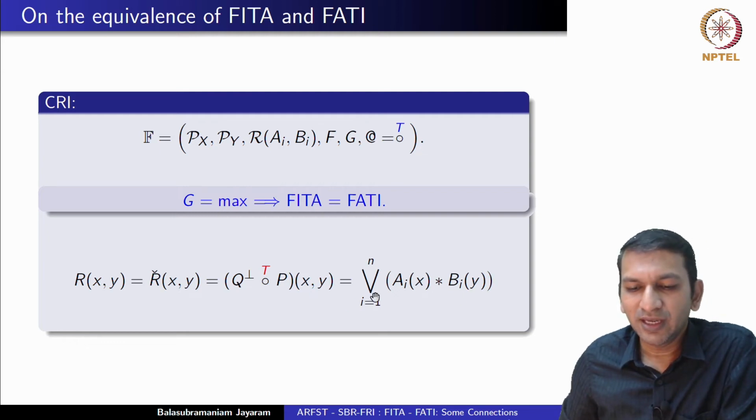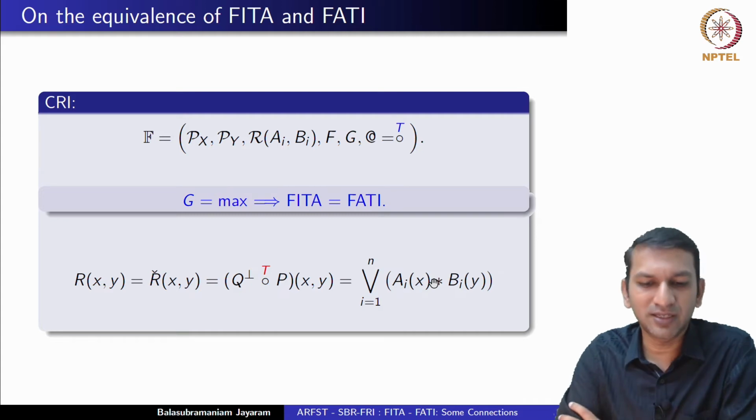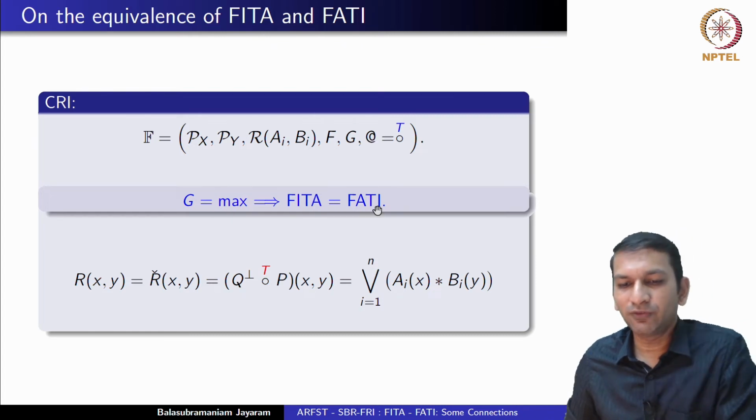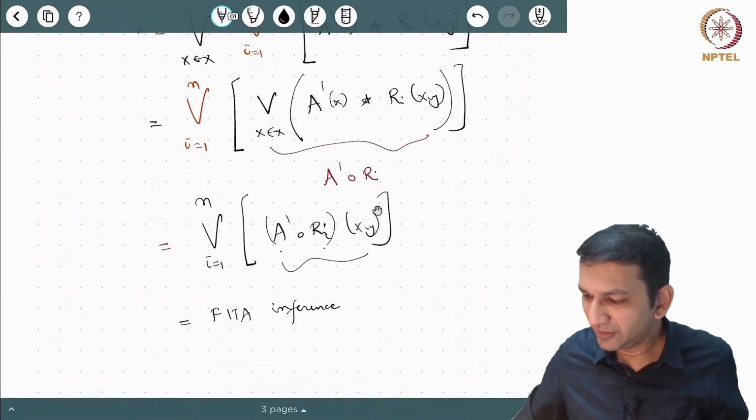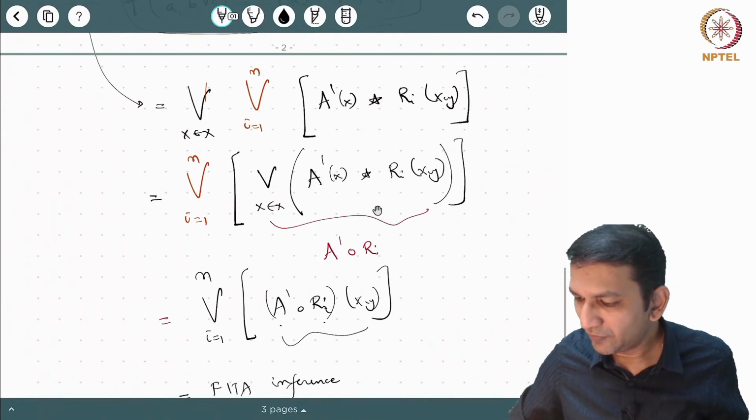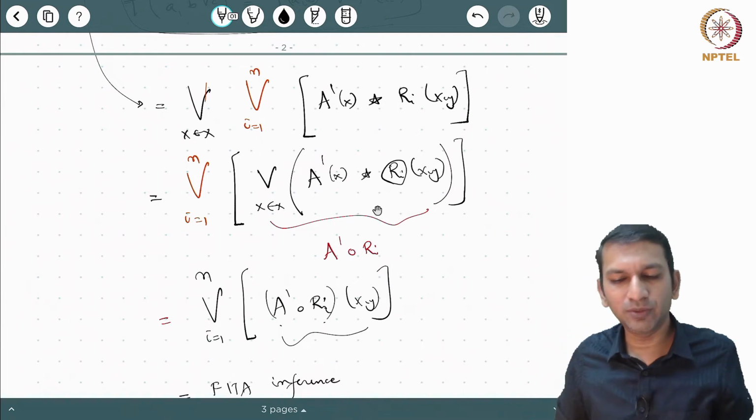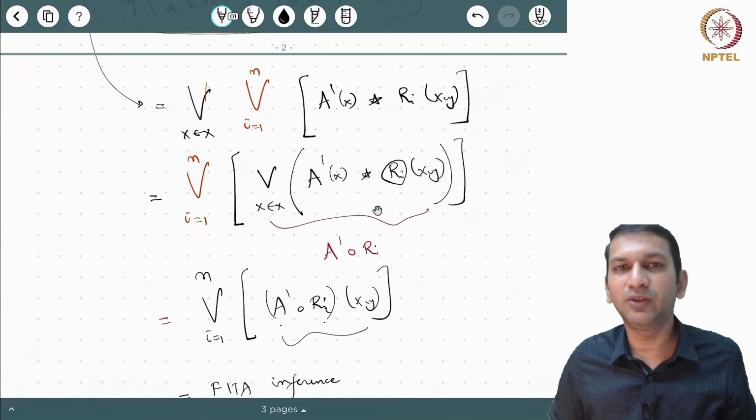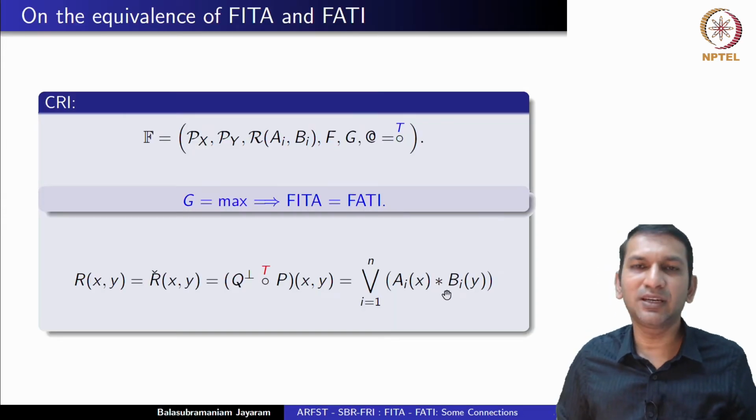So now you see here, it is essentially applying the maximum as the aggregation, and for F we are using the corresponding T norm star itself. So now in this situation, when you use R check, it is clear that G is max and hence FITA will be equal to FATI. Note that in this proof that we have seen, we did not specify how Ri is going to be. We have not specified how Ri has been obtained. So you could obtain Ri from any operation F, and in this case the F is the corresponding T norm itself.